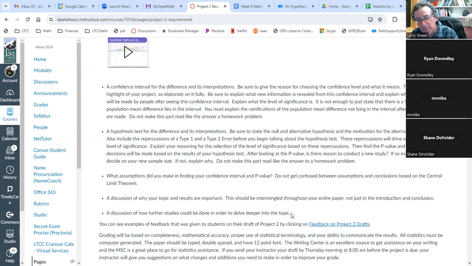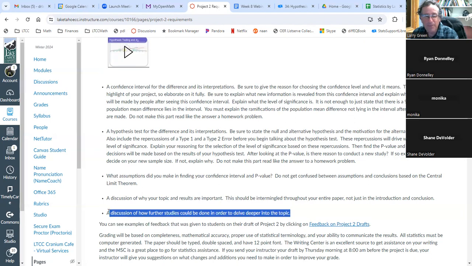And then just like before, further studies, and that could be about how big a sample you might need, and it might be other questions you might ask or other items you might survey, depending on what you're looking at. Does that make sense?